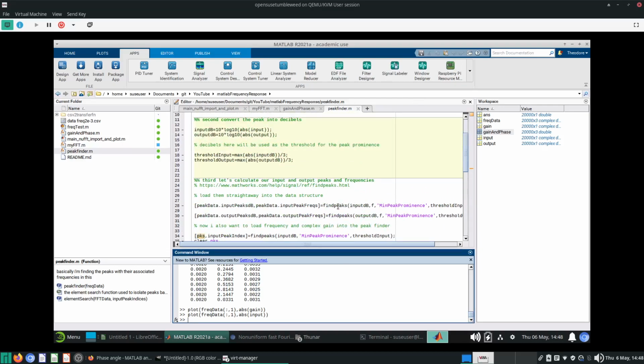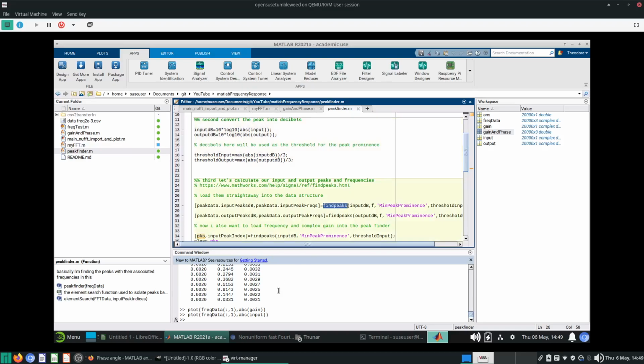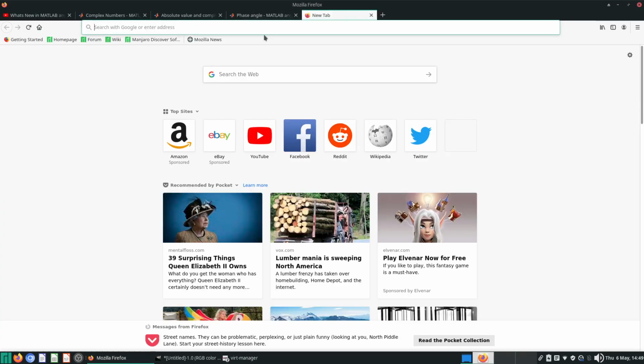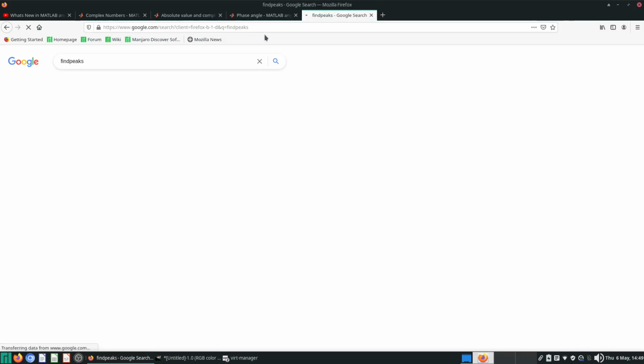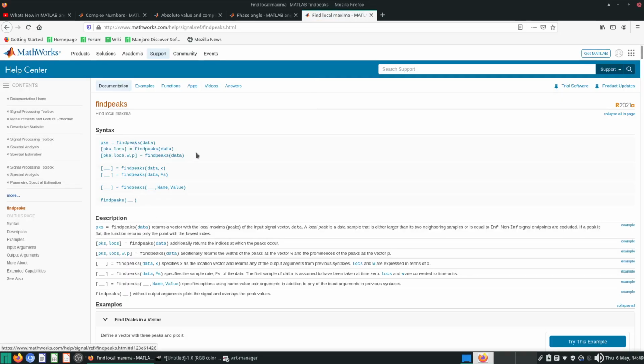And the way you would actually tell MATLAB, hey, I want to find peaks, you literally use the function called findpeaks. Okay, findpeaks. This is just to help you find local maxima. So this is what you use. This is how you use it.